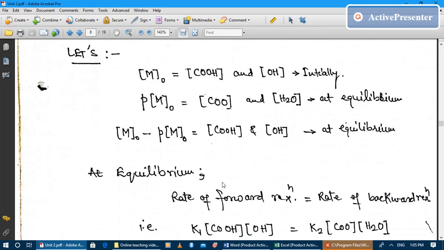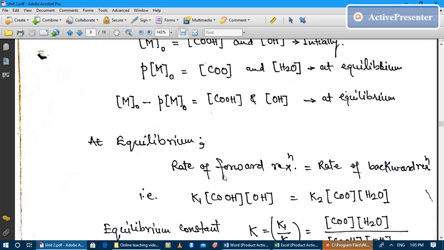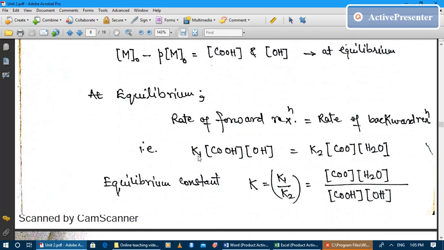Okay, so at equilibrium we note that the rate of forward reaction is equal to the rate of the backward reaction, and we can write K1[COOH][OH] is equal to K2[COO][H2O]. This is the forward rate constant multiplied by the concentration of the reactants diacid and diol, equal to K2, the backward rate constant, multiplied by the concentration of the product and byproduct, which are polyester resin and water.